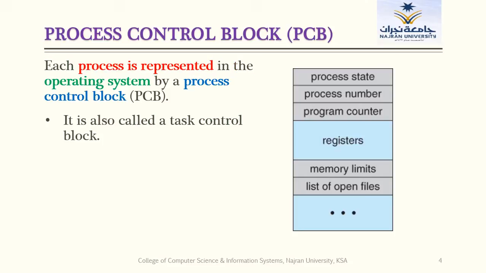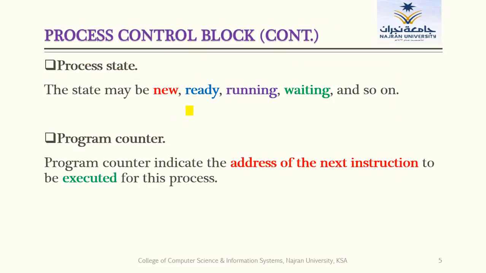Then we discussed the process control block, also called the task control block, and it is the way the process is represented in the operating system. We have a few things: process state, process number, program counter, registers, memory limit, list of open files, and so on. These are the components of the process control block. Then one by one we discussed the process state.